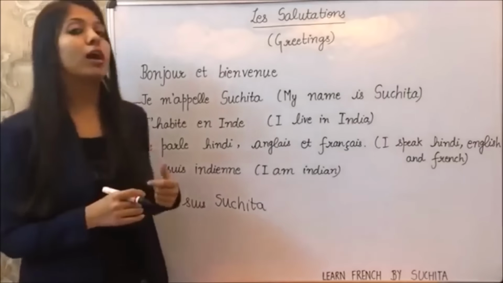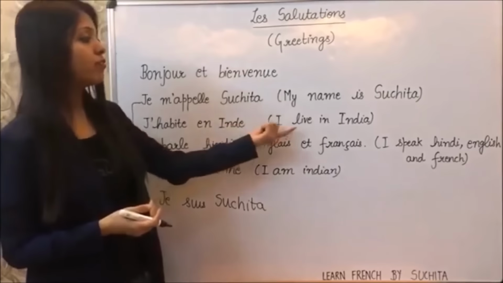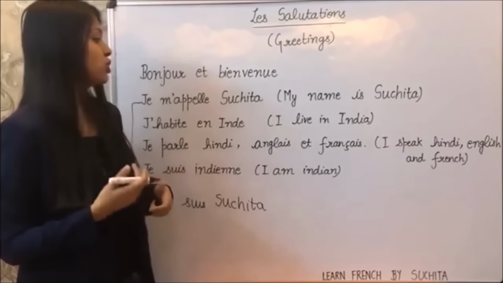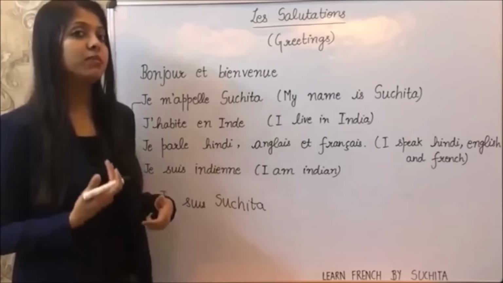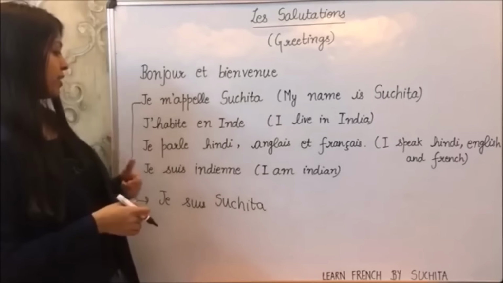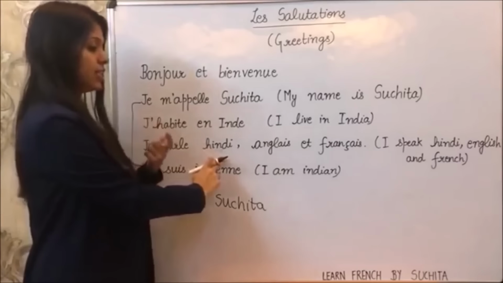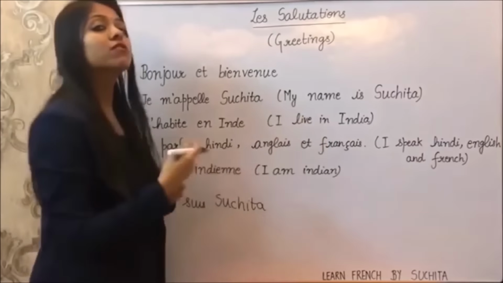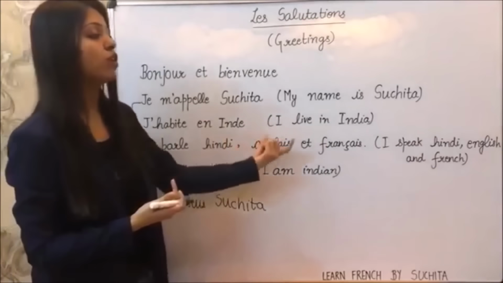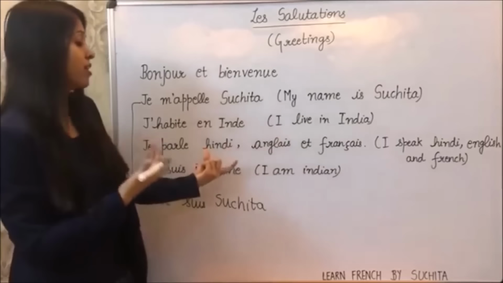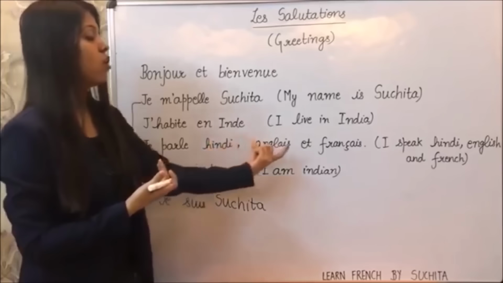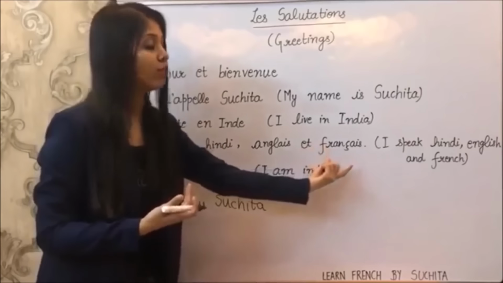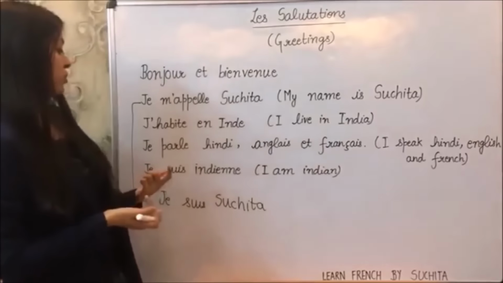The second line is J'habite en Inde. I live in India. Or you can also say J'habite en France. J'habite en Italie. Italie means Italy. The third line is Je parle hindi, anglais et français. Je parle means I speak. Now you can mention the name of the languages which you speak, which in my case is Hindi, anglais, which is English, et means and, français means French.